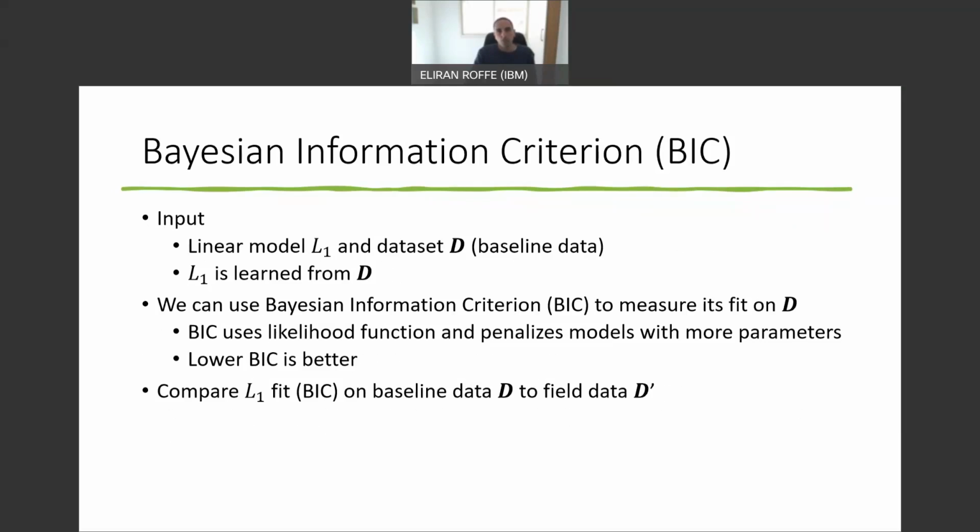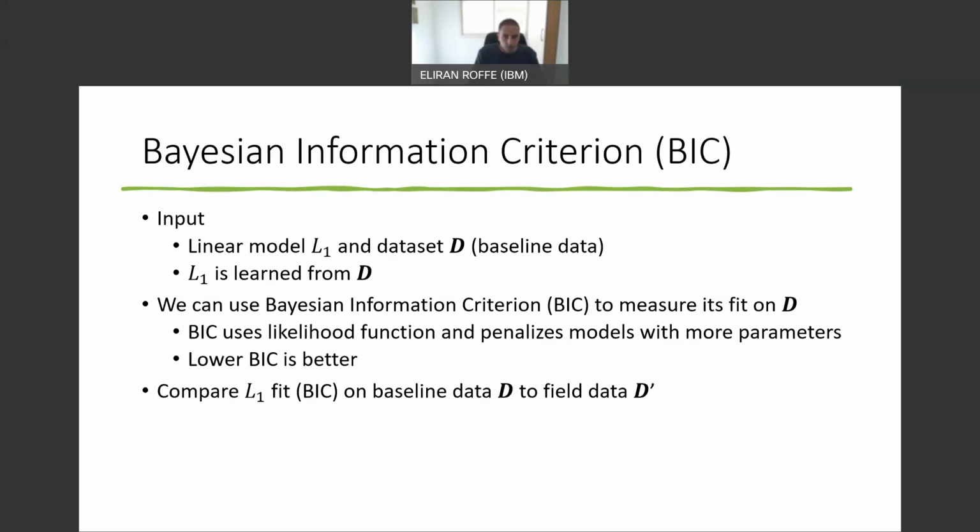Second term you should know is Bayesian information criterion, or BIC. Our input now looks a little bit more familiar to what we saw in the first part of the slide. We have a linear model, the linear regression L1, and the data set D, which is basically the baseline data that we train the model on. And L1, as we remember, is learned from D. We did a temporary data set and all that.